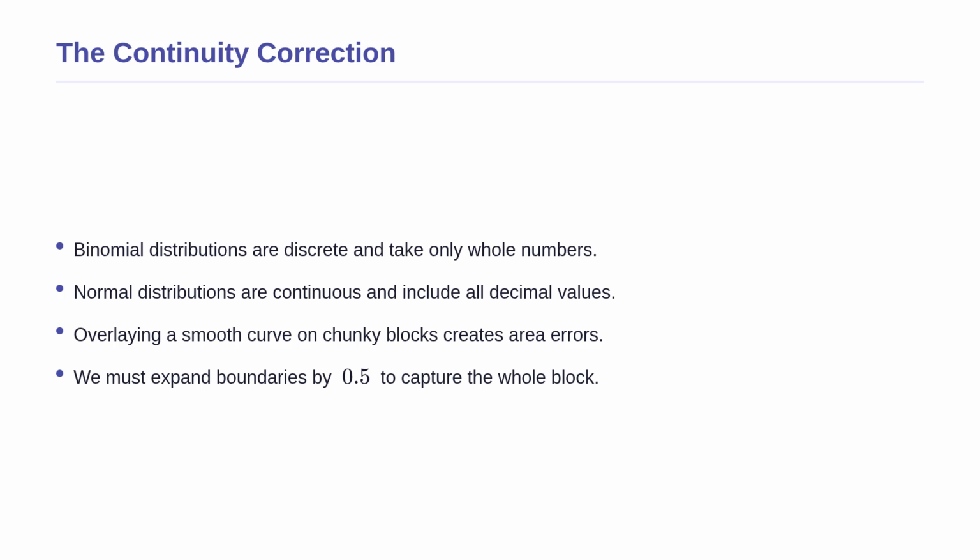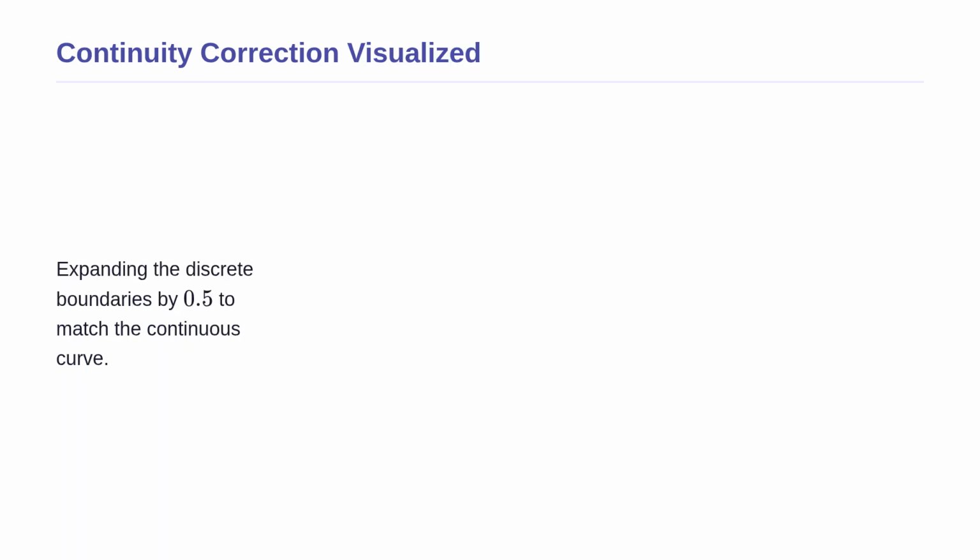When we lay the smooth, continuous curve over the chunky, discrete blocks, the curve cuts right through the middle of the blocks, creating small errors in our area calculations. To fix this mismatch, we must expand our boundaries by half a step in both directions. This adjustment is universally known as the continuity correction. Before we move on, let us see this mismatch with a concrete visual example.